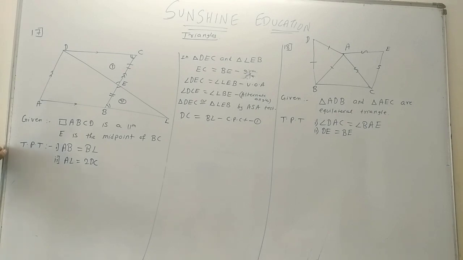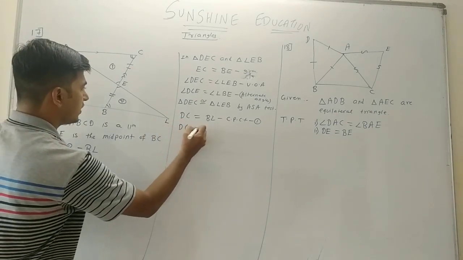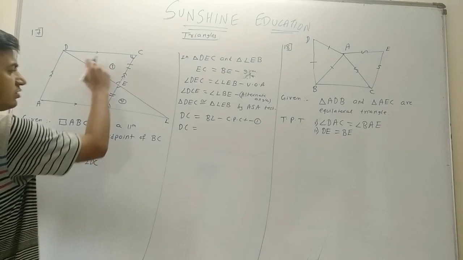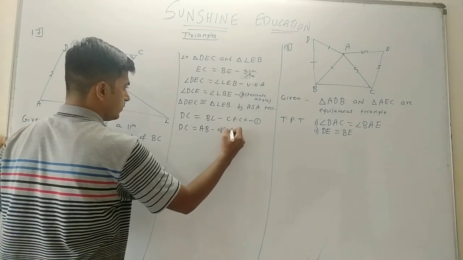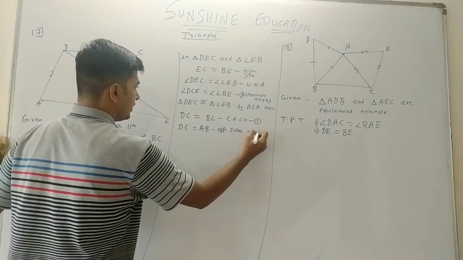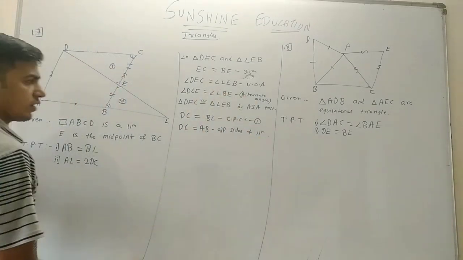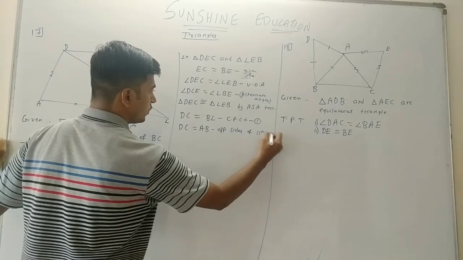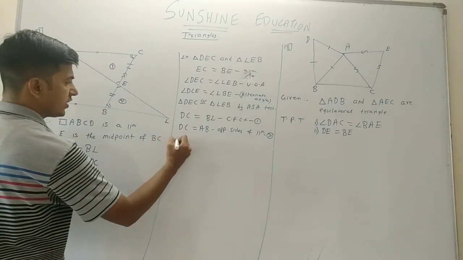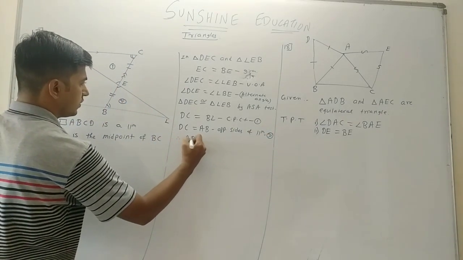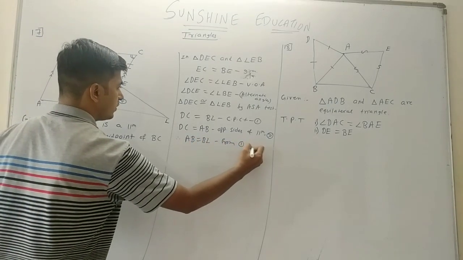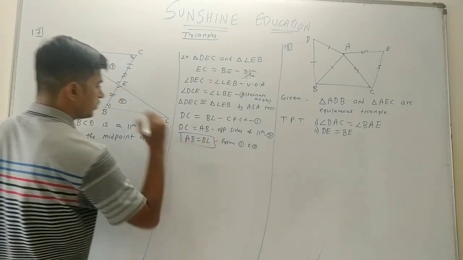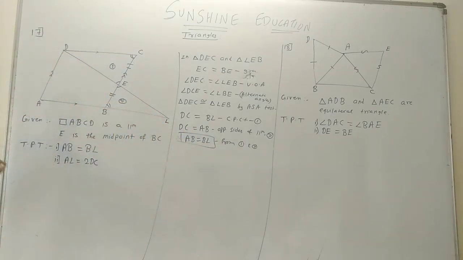DC is equal to BL. But DC is already equal to AB, opposite sides of the parallelogram. I take this as number 2. So from 1 and 2, I can say that AB is equal to BL. Okay, so this was the first part we need to do. Now we need to prove that AL is equal to 2DC.